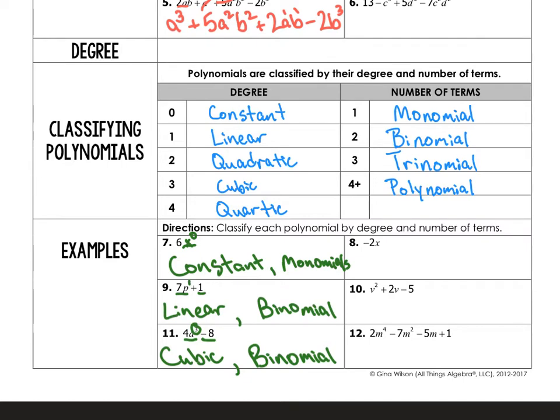Try out numbers 8, 10, and 12 if you have the time. It's definitely important that you get this classification down. It's not the most important thing, but it's a fun little freebie that's easy for us to do. Otherwise, I'm going to go ahead and move on. We're going to go to the next page.